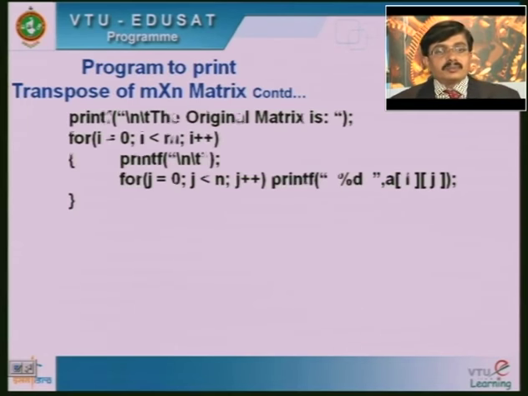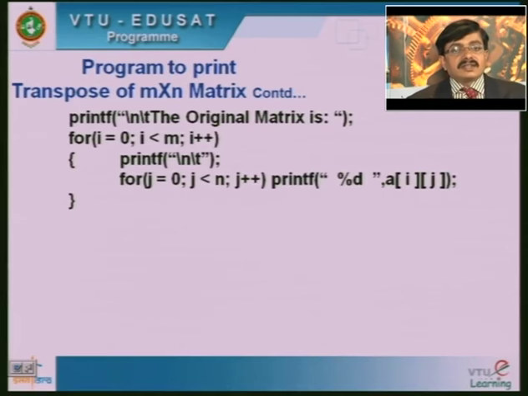And now, to print the original matrix, I can use the same looping construct: i is equal to 0, i less than m, i plus plus, j is equal to 0, j less than n, j plus plus. Here I am printing the elements of a[i][j]. When i is equal to 0, 0th row elements will be printed. When i is equal to 1, first row elements will be printed. When i is equal to 2, the second row elements will be printed, and so on. So, I will be printing all the elements of the matrix.